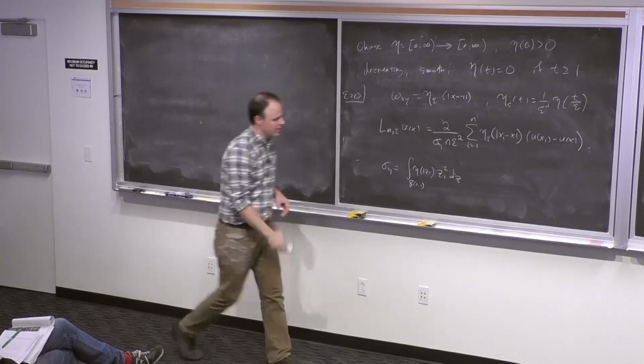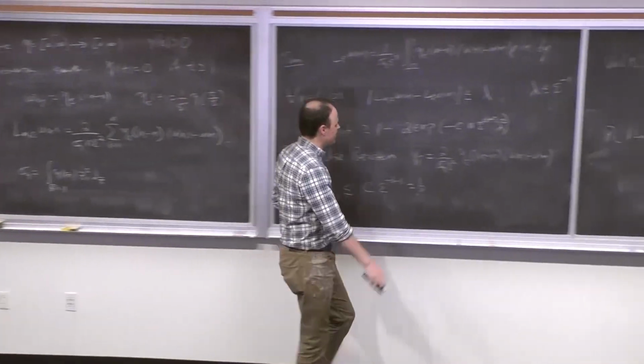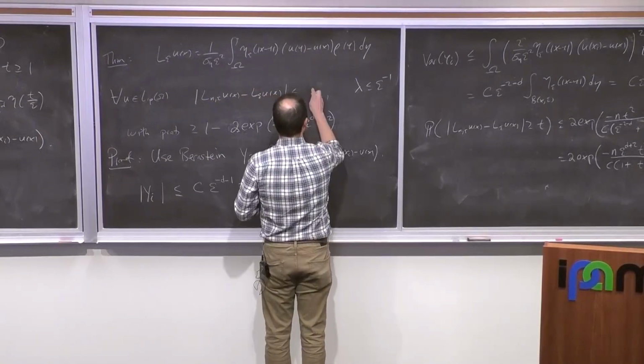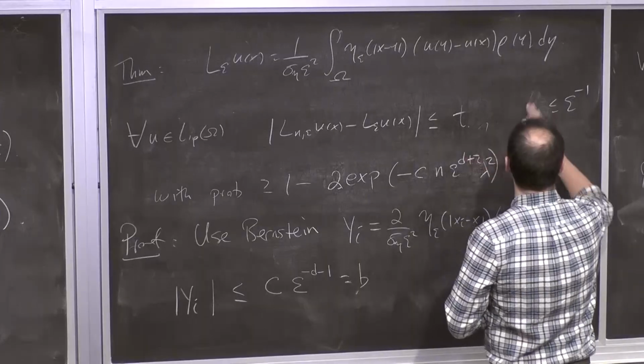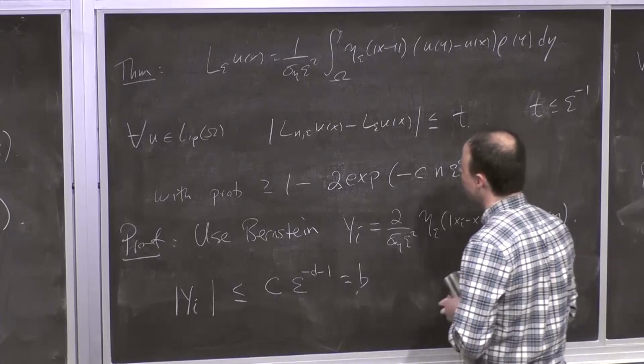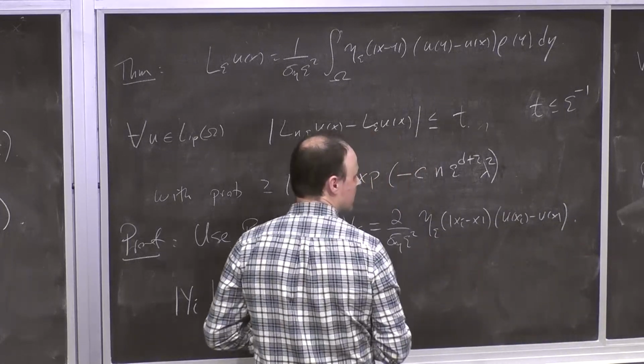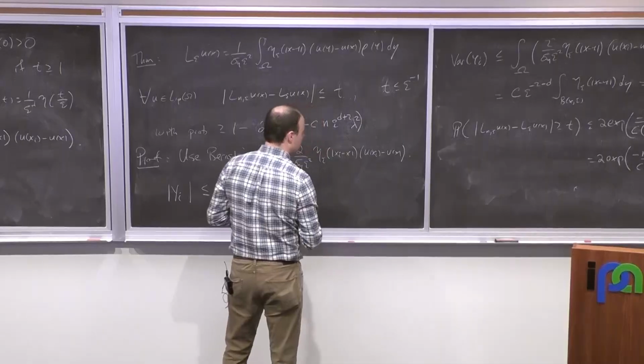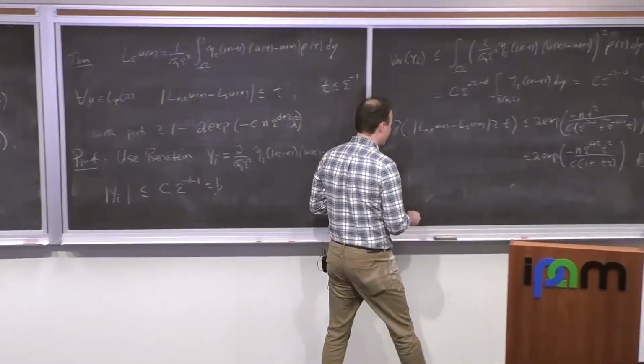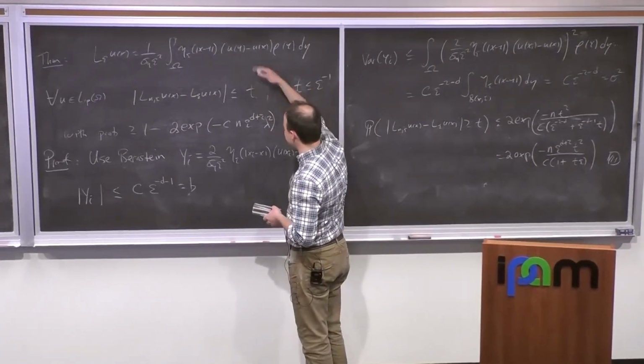Sorry, I used lambda, but I used t later, so this is really the same t as before. Okay. So just to point out, what do you need to have consistency?